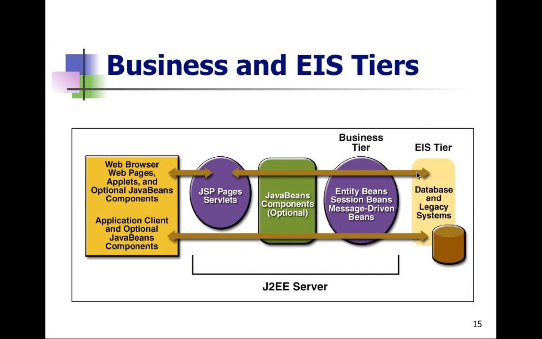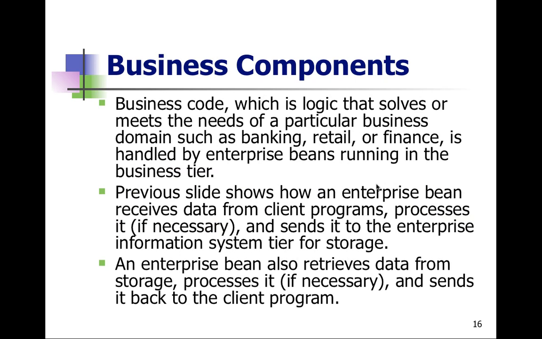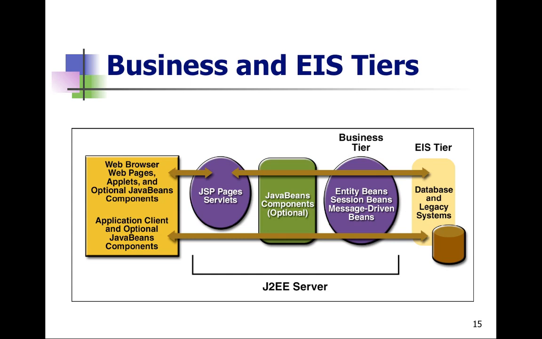So we started out talking about the Java server pages, went into Java beans. Now I'm going to talk about this little box here, the business tier. So business code, business logic. It's the logic that solves problems for a particular business solution, banking, retail, finance, depending on the domain. It's handled by the enterprise beans running within the business tier. Just note, it's a different set of beans. It's not the same kind of bean that runs here.